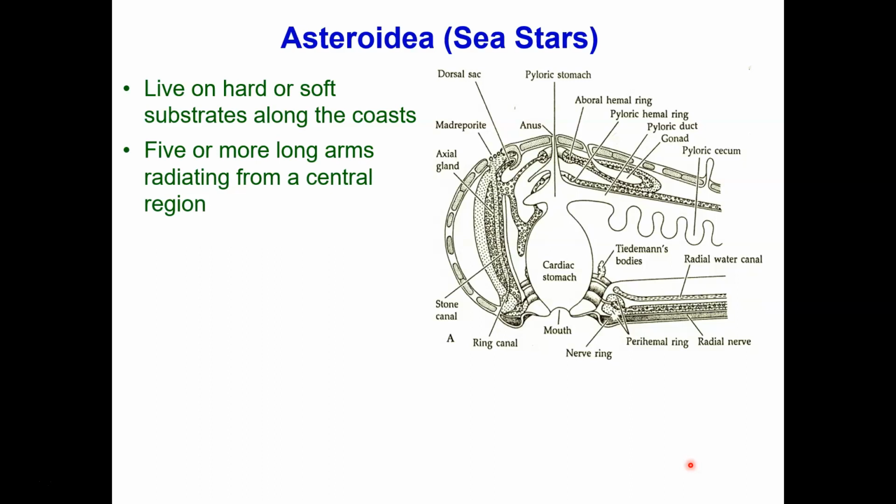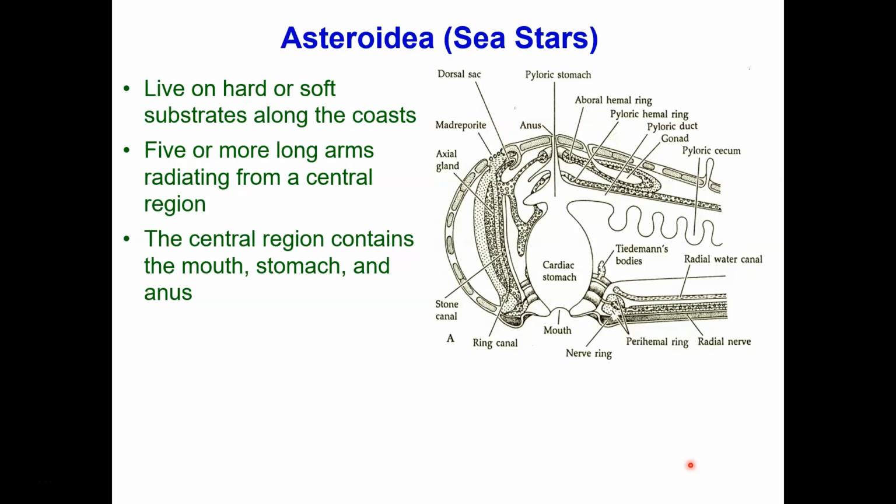They have 5 or more long arms radiating from the central region of their body. In fact, when I say 5 or more, I can be a little more precise and say 5 or multiples of 5. It could be 5 arms, 10, 15, like that.